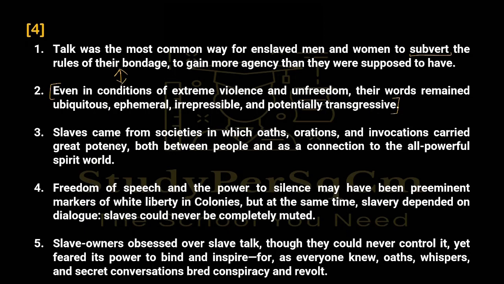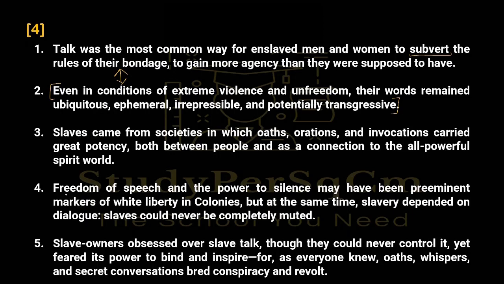Third sentence पे आते हैं. Slaves came from societies in which oaths, orations, and invocations carried great potency, both between people and as a connection to the all-powerful spirit world. So in this sentence, we're talking about slavery, we're talking about speech, but we're not talking about freedom, which was the main idea of the first two sentences. Now let's see if the other two sentences are connected to the third sentence or not.